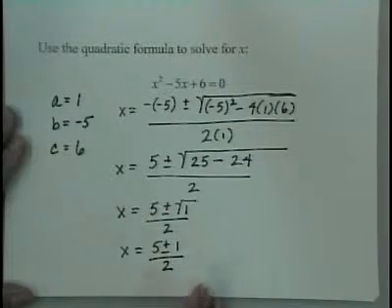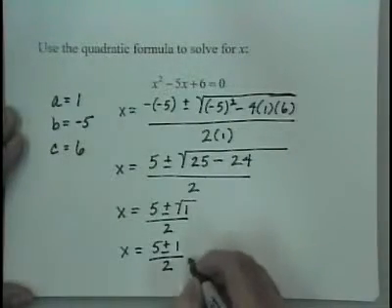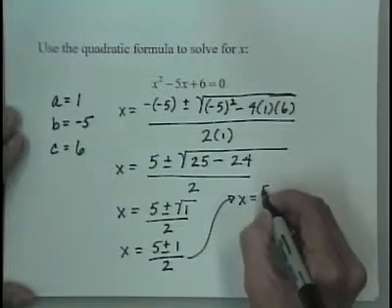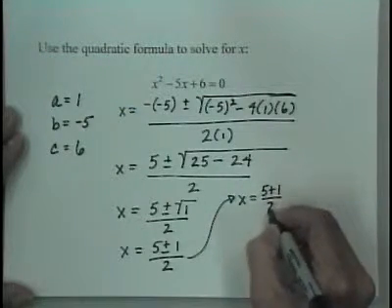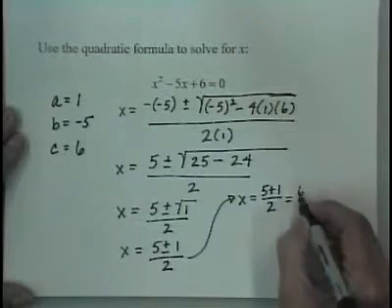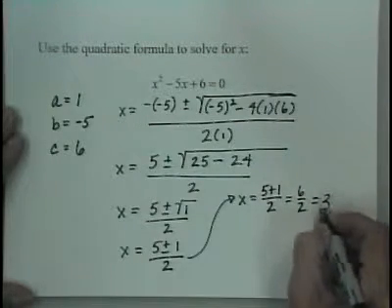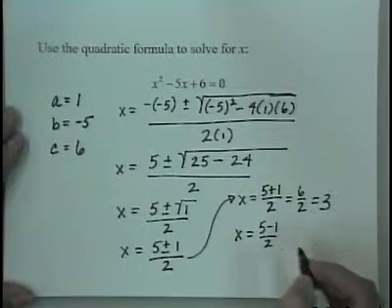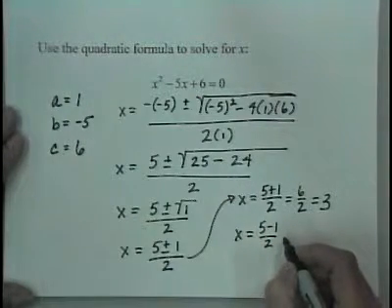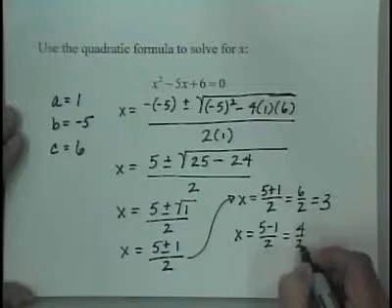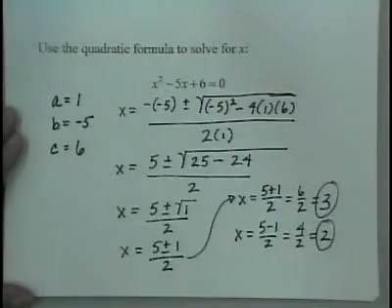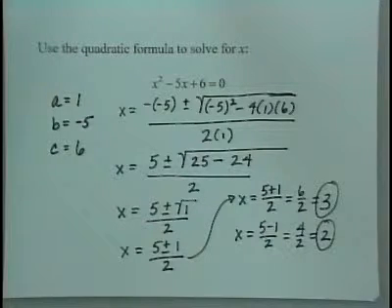I need to go a little bit further and get the exact values of x in this problem by breaking this into 5 plus 1 divided by 2, which is 6 divided by 2, which is 3, and 5 minus 1 divided by 2, which is 4 divided by 2, or 2. So the two solutions to the quadratic equation are 3 and 2.